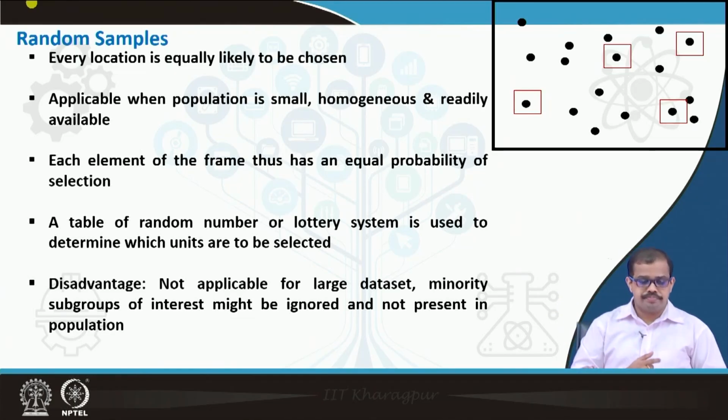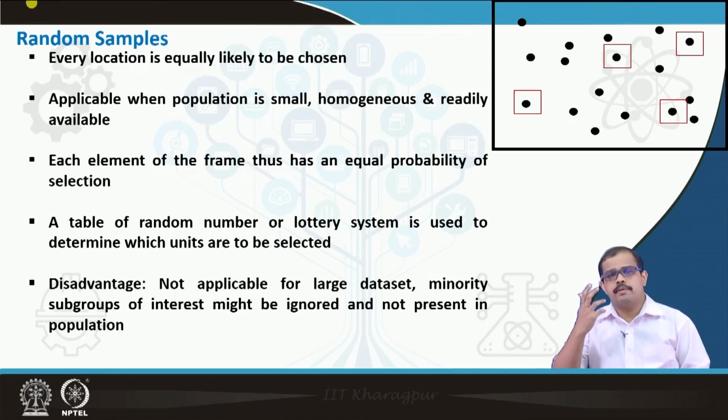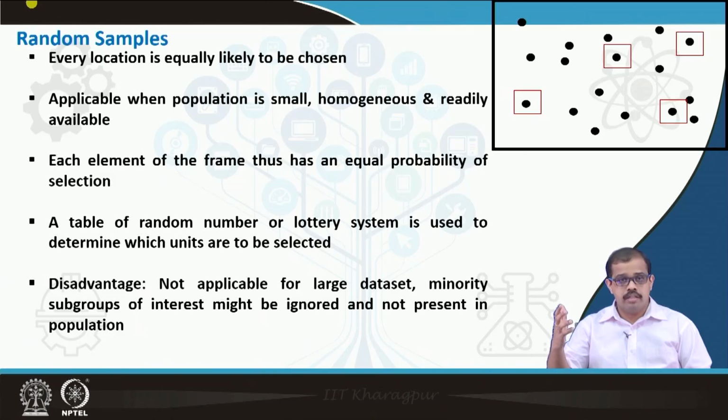Okay. So, normally how people decide which region to be sampled or which point to be sampled is by generating a random number or just like a lottery system. So, the most used method is by generating a random number in the set of selected points. The biggest disadvantage, as I explained, is that it is not applicable for any large data set.